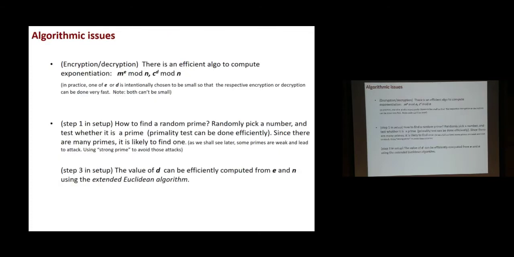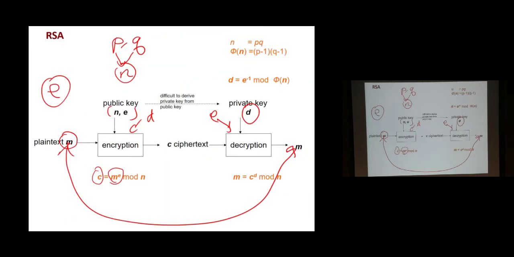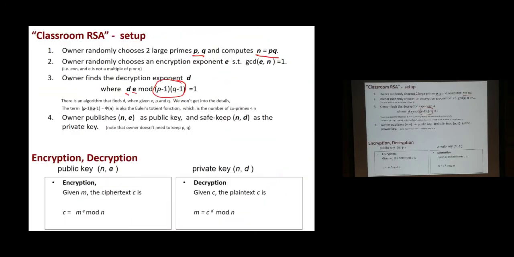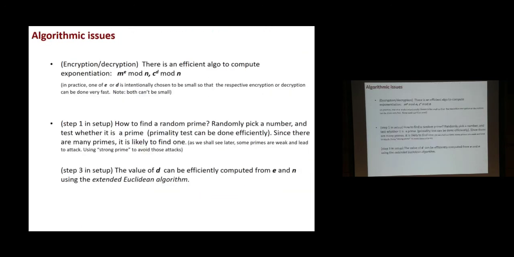There are some algorithmic issues that I mentioned just now. Look at the setup step here: we have to find two prime numbers, and do this, this, and this. So the question is, how do we find them? Let's do step one, the setup, first. We have to find random numbers. How do we find large random numbers?